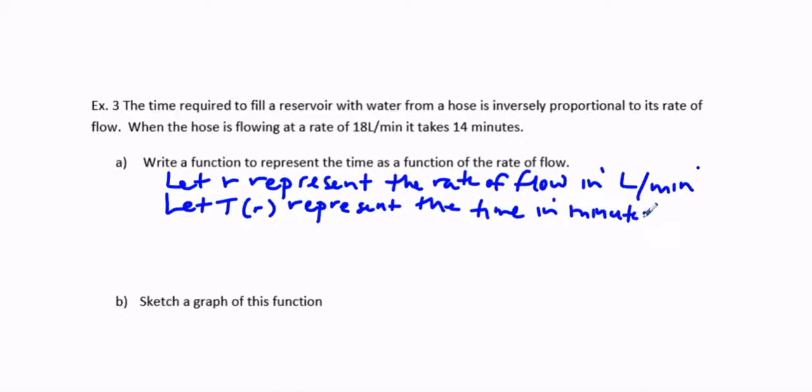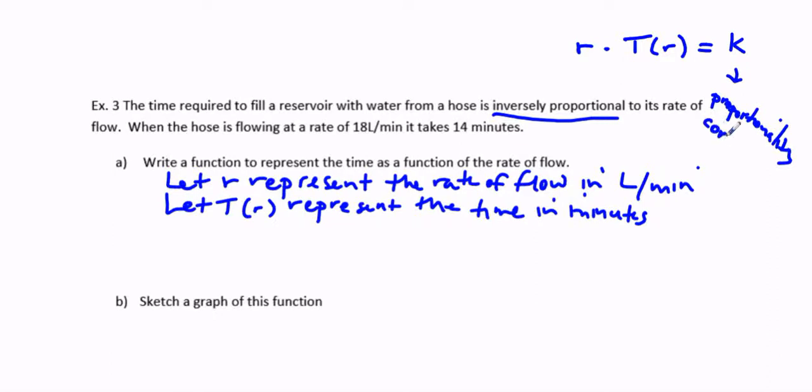Now I'm going to use these two variables to come up with an equation. Let's go back to where it says inversely proportional in the original question, and talk about what that means. If two variables are inversely proportional, what it means is that as one of them goes up, the other one goes down. And mathematically what it means is that r times t of r is a constant. And we use k as our constant. We call that the proportionality constant.